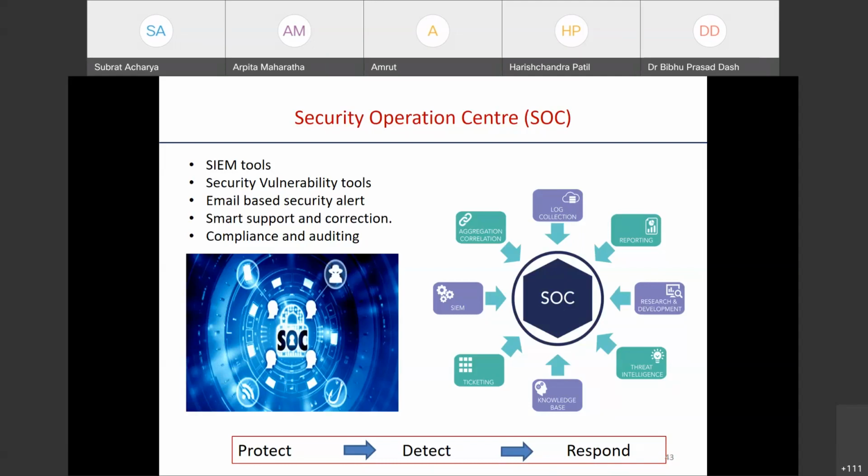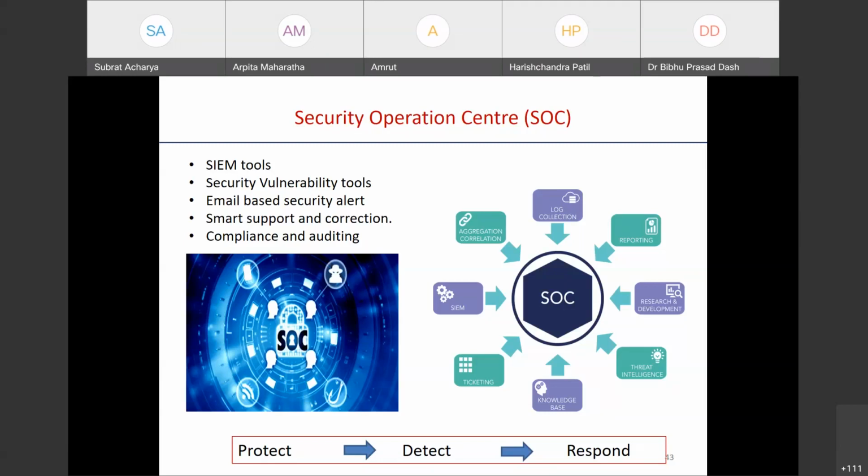And smart support and correction. There will always be a team active for any kind of event, whether it is created by the SIEM, or by the web vulnerability tool, or by the email alert. All are handled through a particular support team, and they will be correcting. And of course, there are compliance and guidance. There will be periodic auditing of these actions, to ensure that all the actions we are doing are taken care of as per standards.